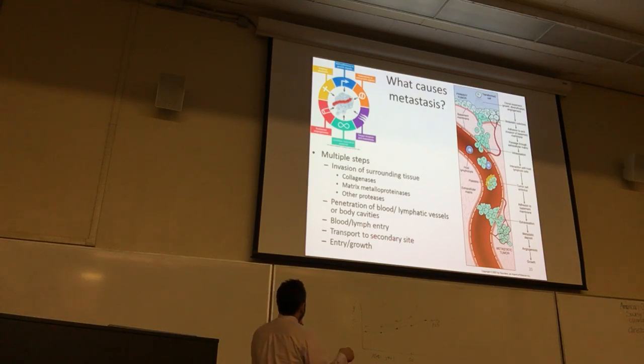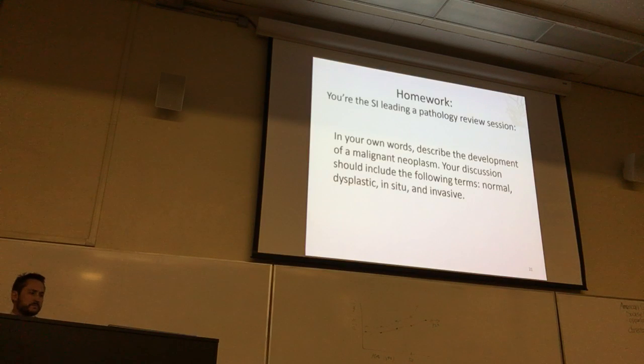It moves to a secondary site, and then it starts growing into that tissue, and it becomes a secondary metastatic lesion. Okay, so if you can pretend that you're the SI, and you can describe this scenario with words, I think you're going to have a pretty good handle on the material.